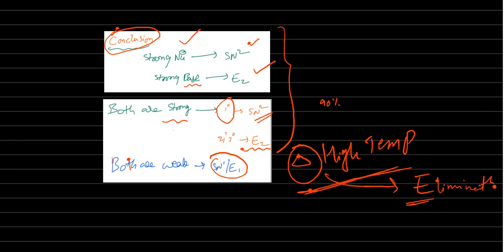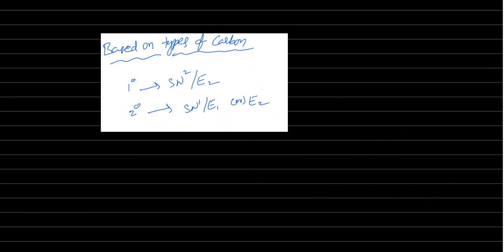Then, based on the types of carbon. Starting, we discussed primary halide is either SN2 or E2. If secondary is there, SN1, E1 or E2. If tertiary is there, a tertiary halide, obviously SN1, okay, SN1 or E1. Right. Next.